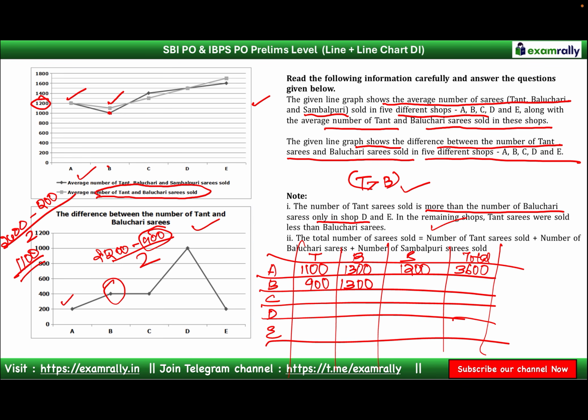Okay, and in B the total is given, this is in the dark shade. So 1000 into 3, 3000. So if you are deducting 2200, you will get the sample salary as 800. Got it clearly? See the next one.